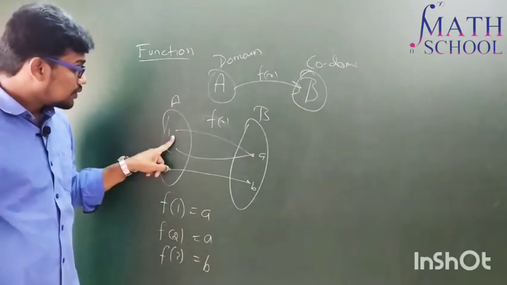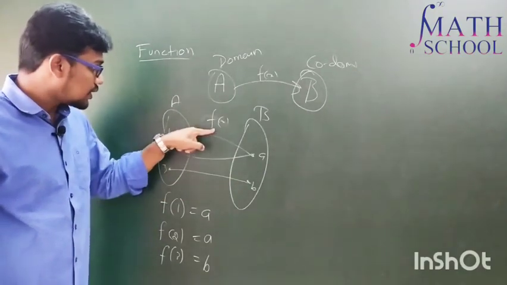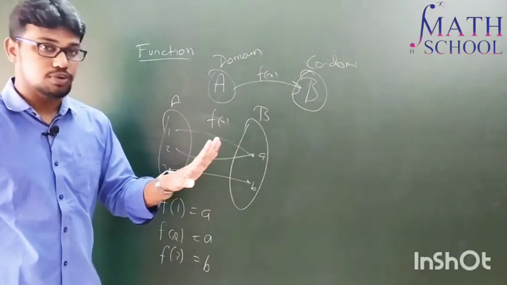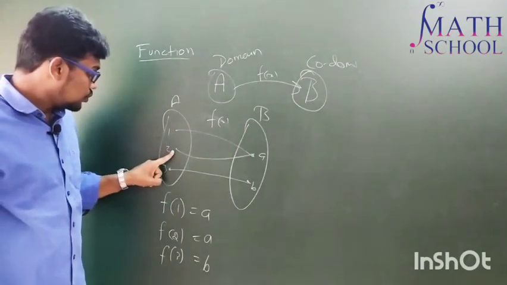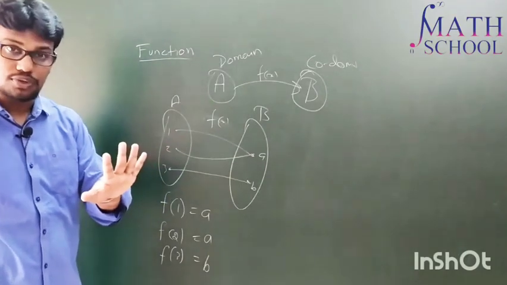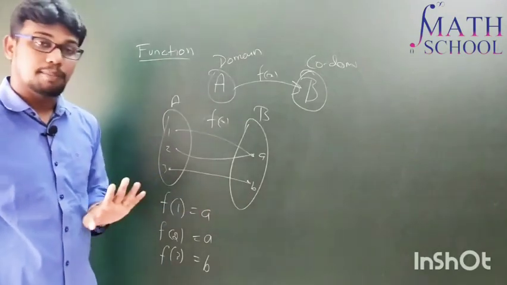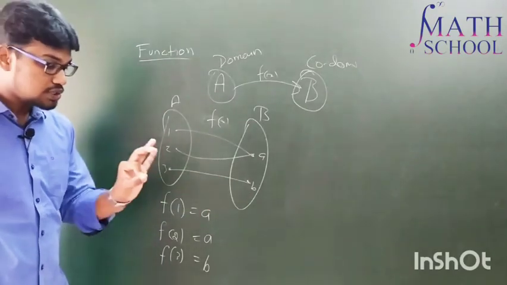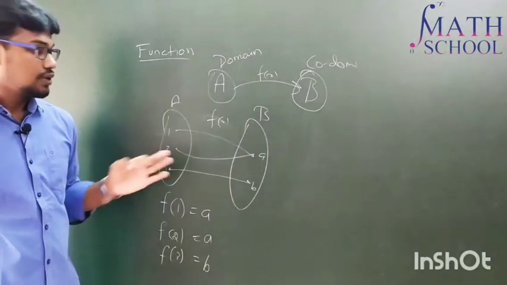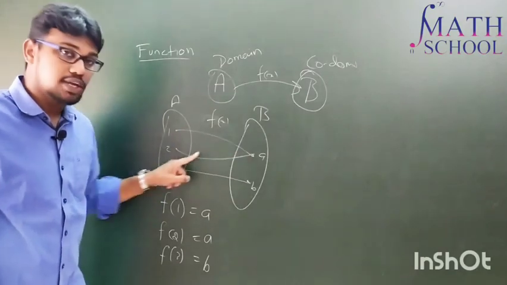What is the second condition? For every element there should be a unique output, which means when I give 1 inside f of x, that gave me only A as output. I give 2 as an input to f of x, that gave me A as output. I give 3 as an input and f of x gave me B as output. That's all. For each single input, that gave me a single output. So every element in the domain has a unique image in the codomain.